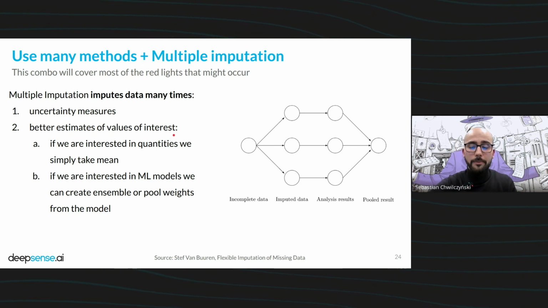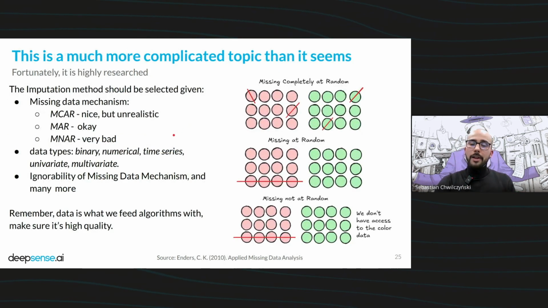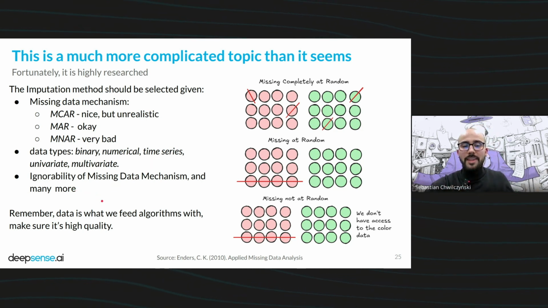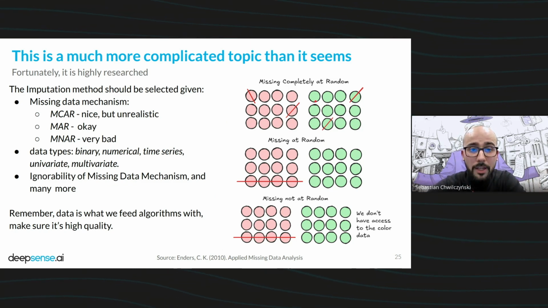Okay, and generally the missing data problem is much more complicated than it seems, because we can have different missing data mechanisms, different missing data types, and something called ignorability. And remember, data is what we feed algorithms with. So if we make a mistake at this point, this basically makes the whole later analysis pretty bad.